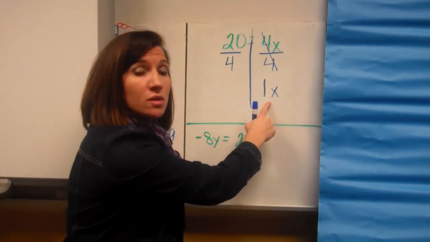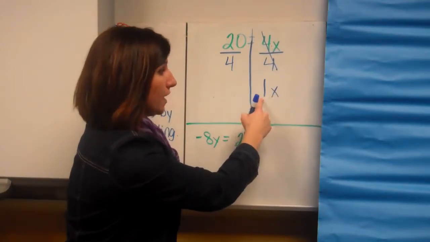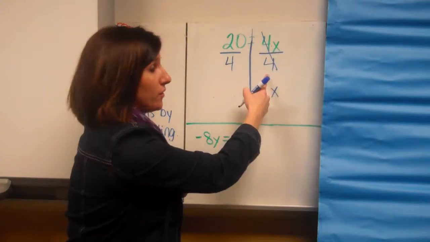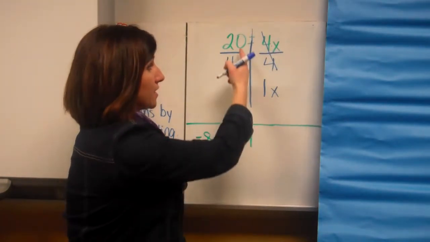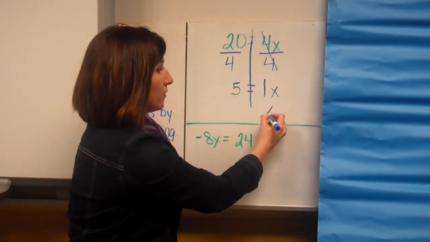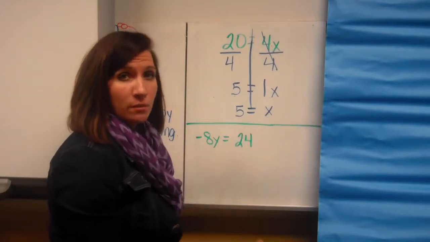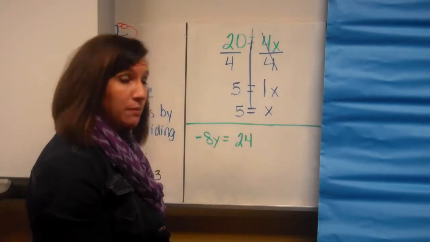That's our ultimate goal, to isolate this variable. We want the coefficient to be 1. And in order to get that, we have to divide out the coefficient here. So this is 1x, and then we have 20 divided by 4, which gives us 5. Therefore, x equals 5. I found my solution, so now I have to check my solution.